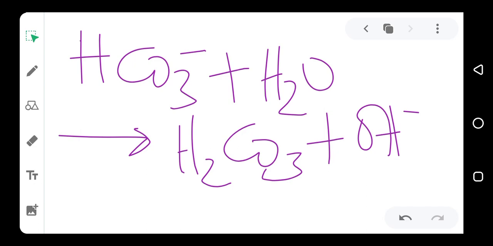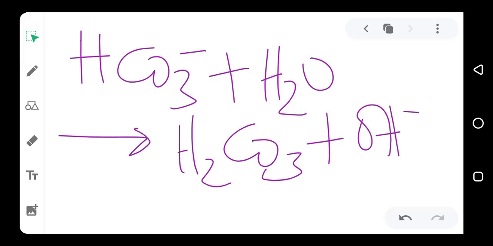So it all depends on the reaction that the substance finds itself in. For instance, in this example, the HCO3 is acting as a base because it is accepting a hydrogen ion from water.